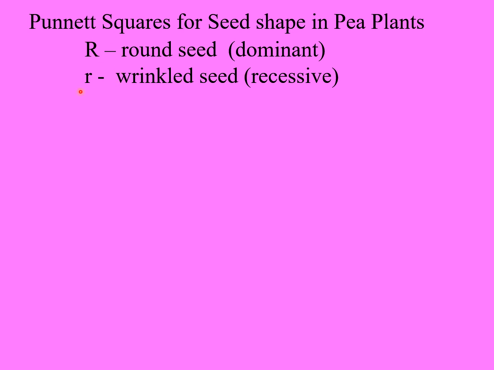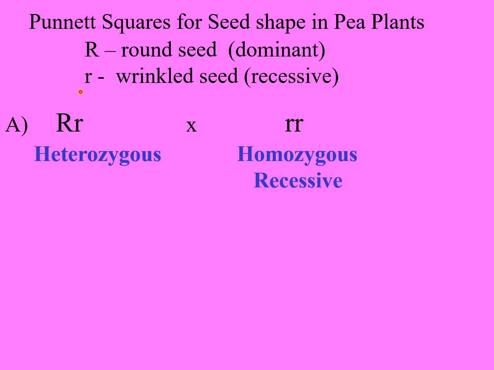Guys, again, it really doesn't matter what letter you use. Just don't get yourself confused on uppercase versus lowercase. If you have letters that look very similar, uppercase versus lowercase, like P's and W's, just be very clear with yourself on how you write that stuff. So let's do this cross. We have one pea plant that is heterozygous for round seeds, and one that is homozygous recessive. Again, make sure you start learning what these terms mean very quickly because they're going to be big deals.